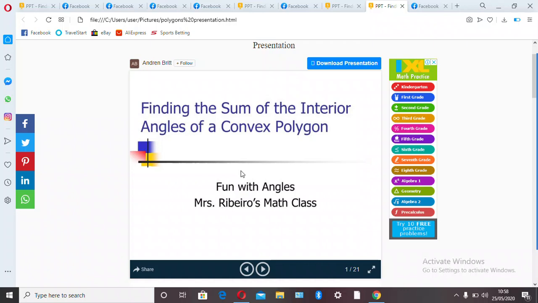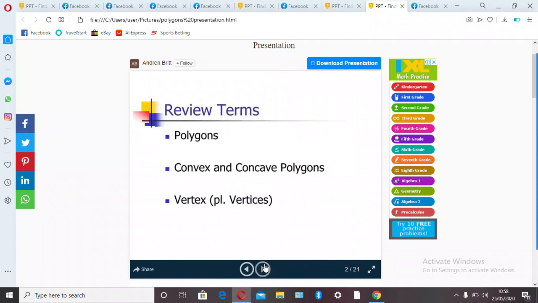And this is math class. Today we want to look at polygons, finding the sum of the interior angles of a convex polygon. That's what we are looking at today.